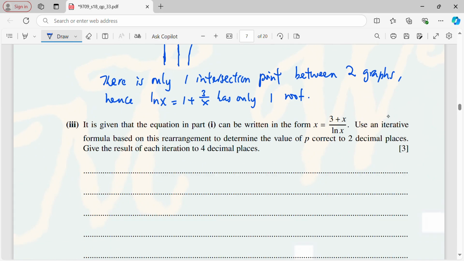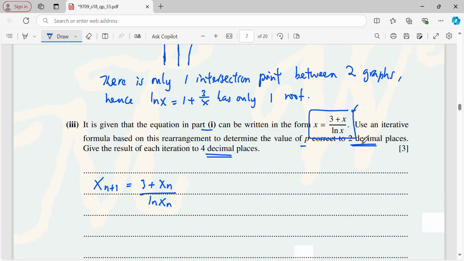Now part 3, it is given that the equation in part 1 can be written in this form. Use an iterative formula based on this rearrangement to determine the value of p correct to 2 decimal places. Give the answer of each iteration to 4 decimal places. So we are going to use this formula and change it to iteration. Because of iteration, I need to introduce the subscripts. So the subscripts will be n plus 1 for the left side and n for the right side. Then here you will be getting this iterative formula.